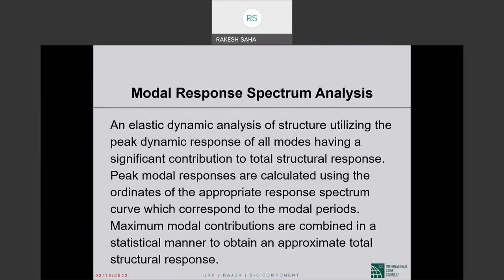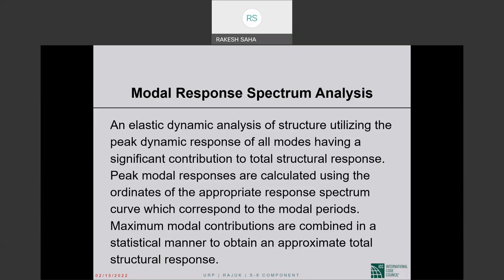The next thing, maybe I was wondering if I should read it, or yeah, okay. So an elastic dynamic analysis of structure utilizing the peak dynamic response of all modes having a significant contribution to total structural response. That is kind of the definition of modal response spectrum analysis.